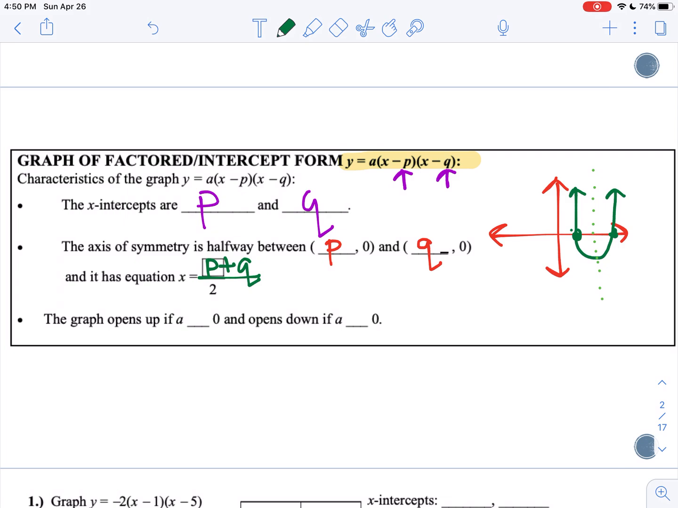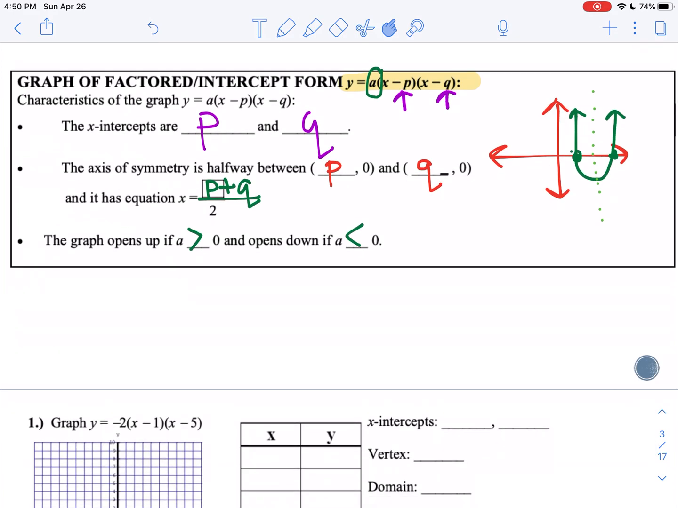All right. A also still plays a really important part in factored or intercept form. We know if a is greater than 0, the graph opens up. If a is less than 0, the graph opens down. A also tells me if the quadratic function is vertically stretched or vertically compressed. All right, so those things still come into play when we're dealing with factored and intercept form.